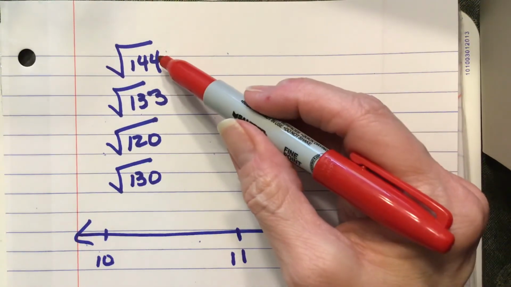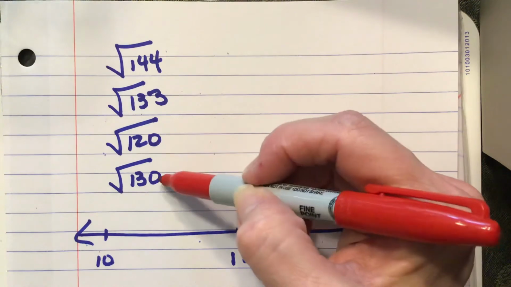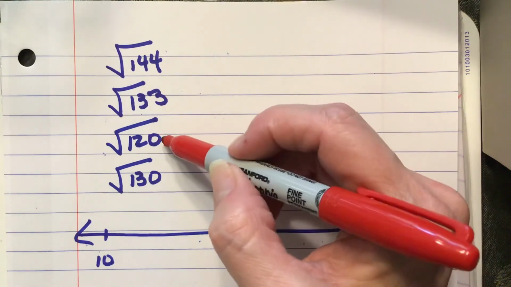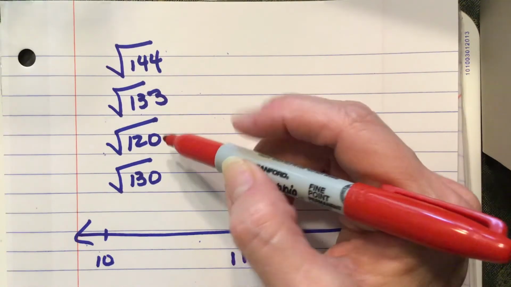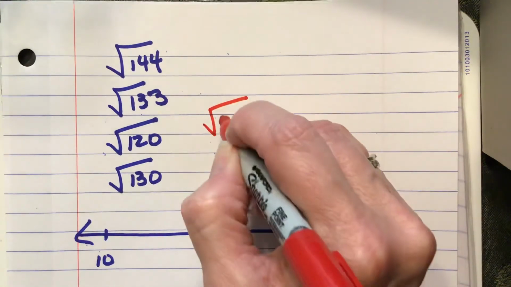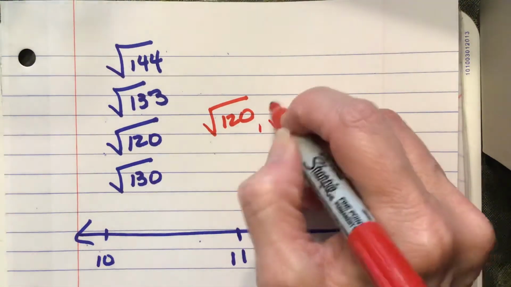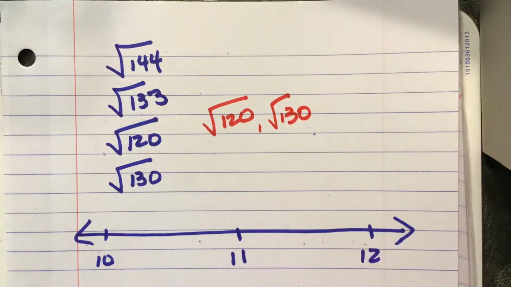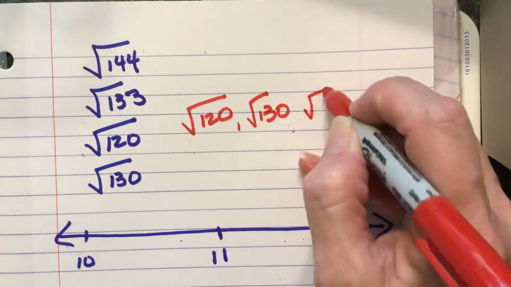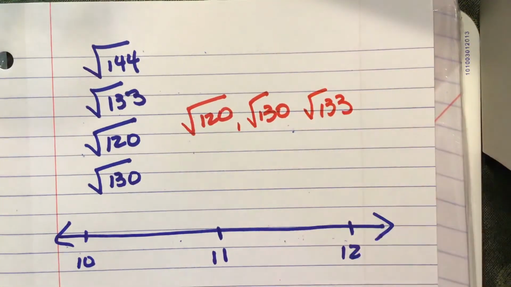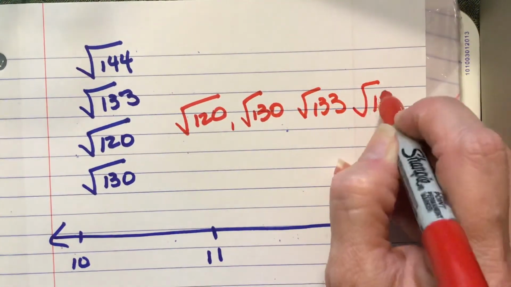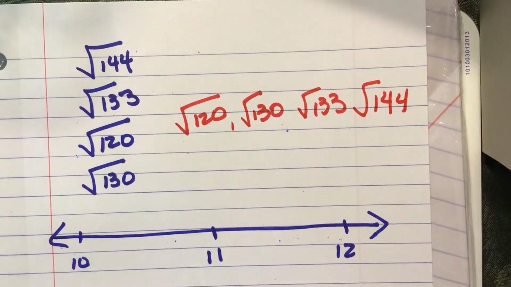So if I look at these numbers, 144, 133, 120, 130, my smallest number inside is 120. So when I take the square root, it will still be my smallest. Then the next largest one would be the square root of 130. And then the next one would be the square root of 133. And then my last one would be the square root of 144. So that gives me the order from smallest to largest.